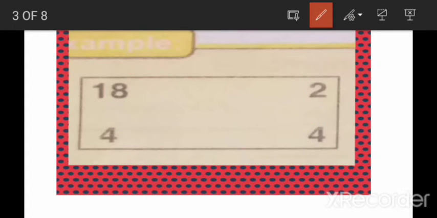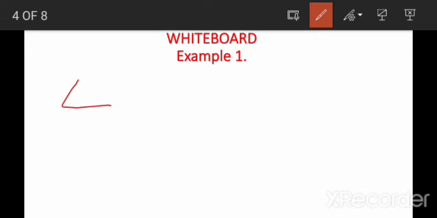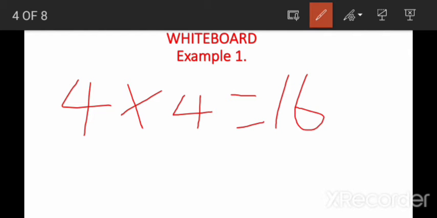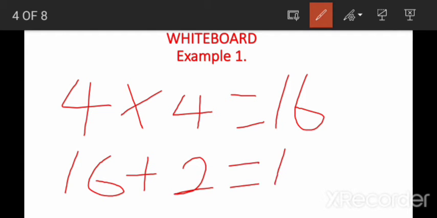Now let's go to our board for explanation. To get our 18, we simply multiply 4 times 4, which is equal to 16. Then 16 plus 2 is equal to 18. Guess that is clear.